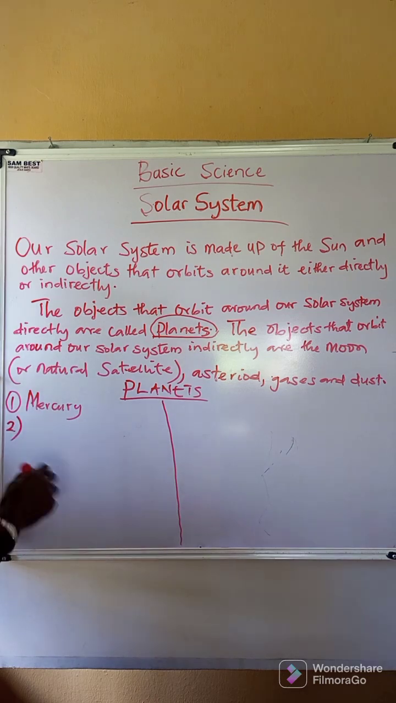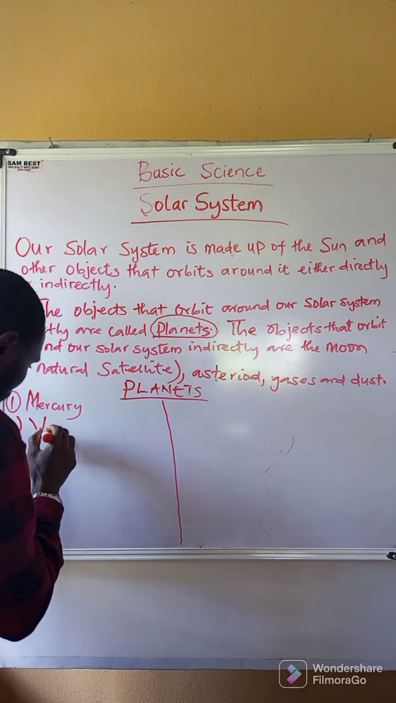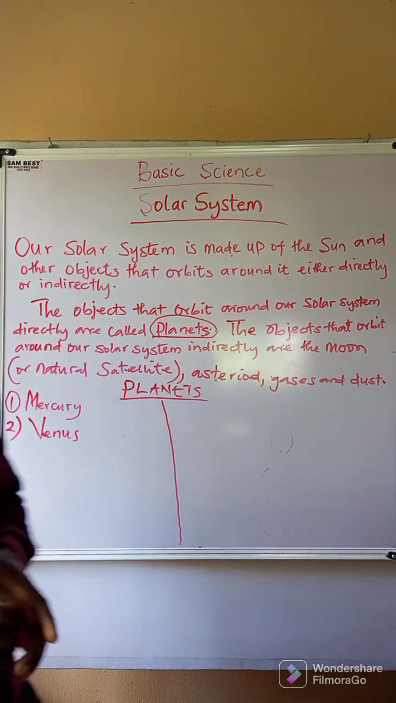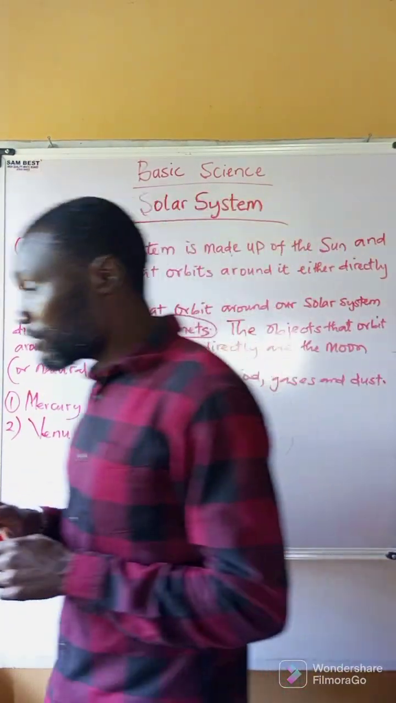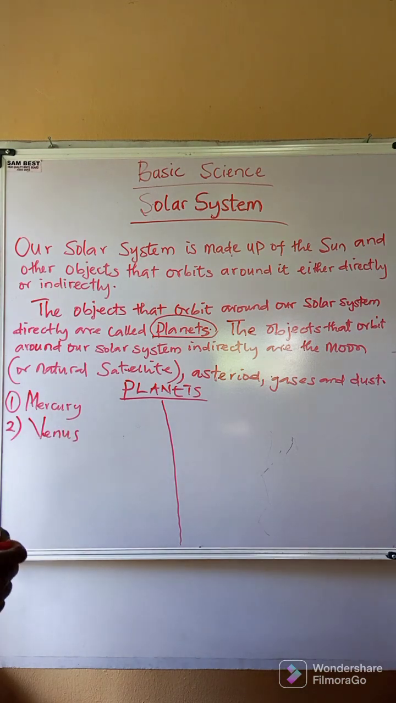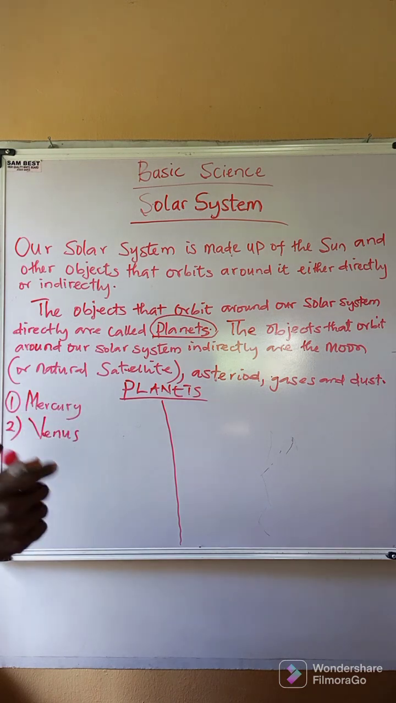Then number two, our second planet, is Venus. Venus, have you heard about it? That is our second planet. Venus is very close, as Mercury, to our solar system, which is the sun. Hence, it is small. It's not as large as others.